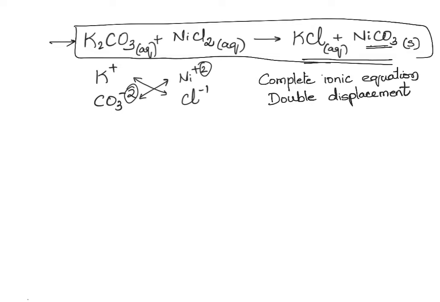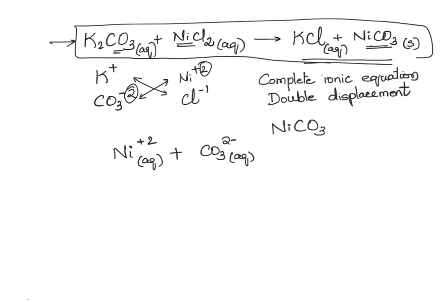Or the question might be, will a precipitate form? Yes, there will be a precipitate formation, and the precipitate is nickel 2 carbonate. What is the ionic equation for that? Nickel plus 2 from here, aqueous, reacts with carbonate ion, aqueous from here, to yield nickel carbonate solid. This is your net ionic equation.